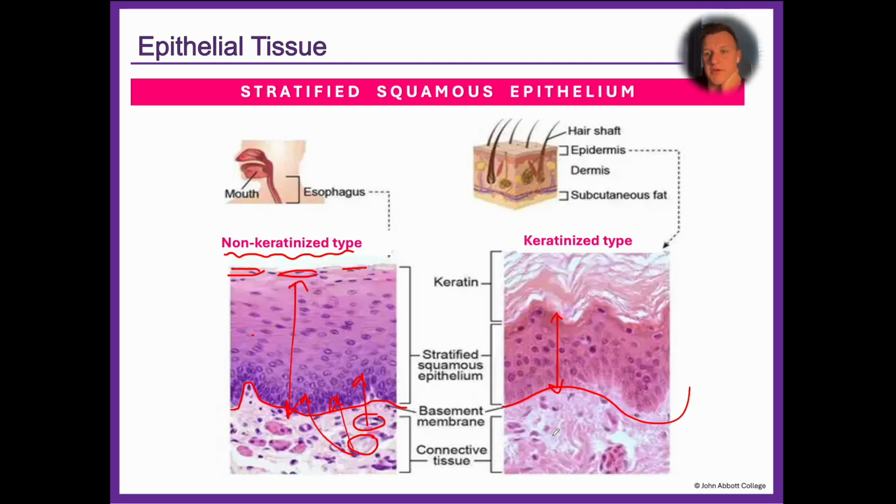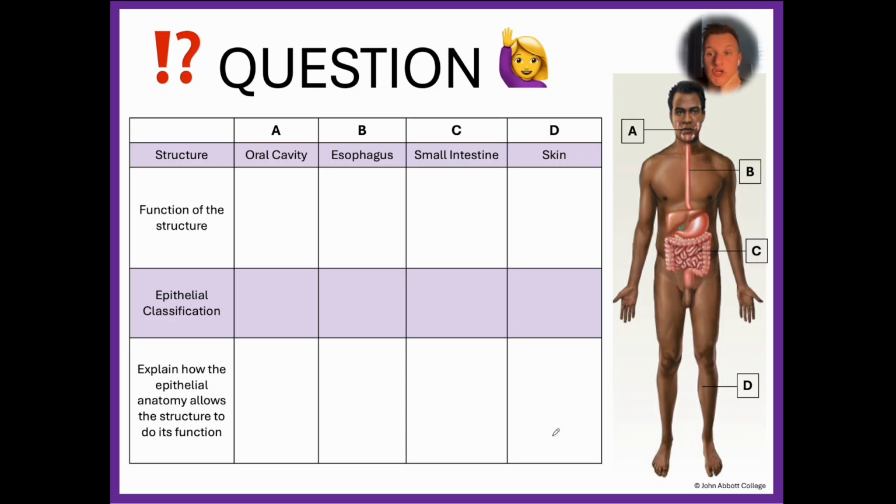We'll talk a bit more about it when we get to the integumentary system. So I want you to pause the video here and I want you to try to fill out this table. Remember I told you structure and function go together. I want you to name for each of these structures, what is the function of this specific structure, right?